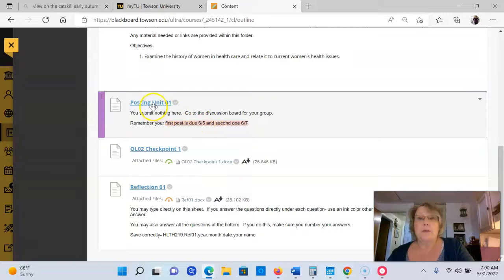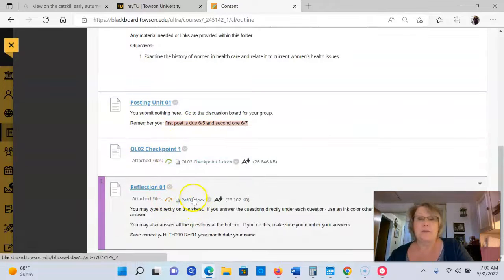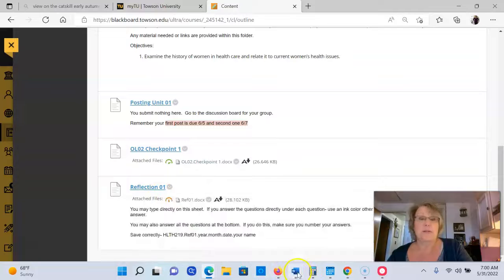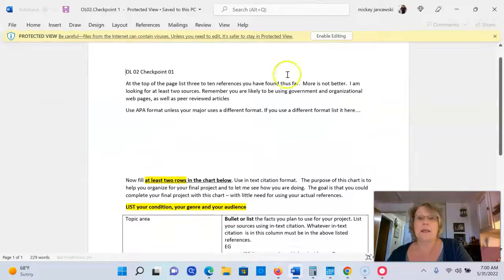And then here is your posting. Your checkpoint 1 is where you turn this in, and your reflection, which asks you questions and to answer them. So here is checkpoint 01.